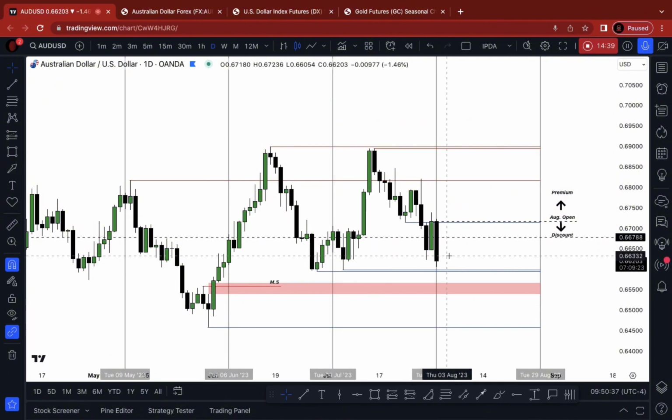It's now below it, so it's in a discount. It's also below the opening price for August, so it's in a discount. And it's also below the weekly opening price or Sunday's opening price, or the true day opening price. It's below that right now, so it's in a discount.